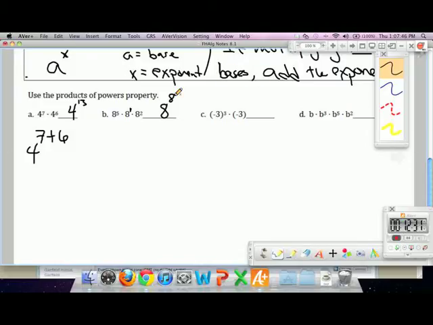Okay. Negative 3 to the 3rd times negative 3. Well, this is like, say, to the 1st power. So it's negative 3 to which power? Add them together. Note that I left the negative 3 in parentheses.